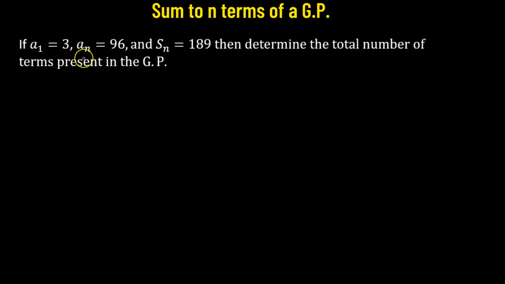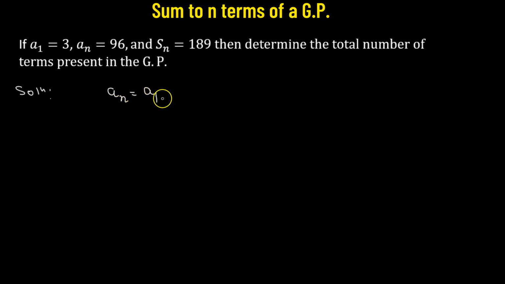It's given here that the first term is 3, the nth term is 96, and the sum of the n terms of a geometric progression is 189. Now we need to find out the total number of terms present in this GP. So let's begin.